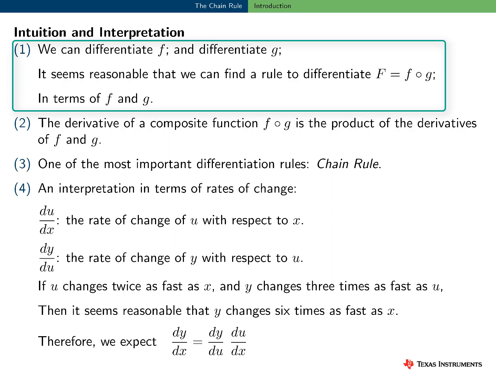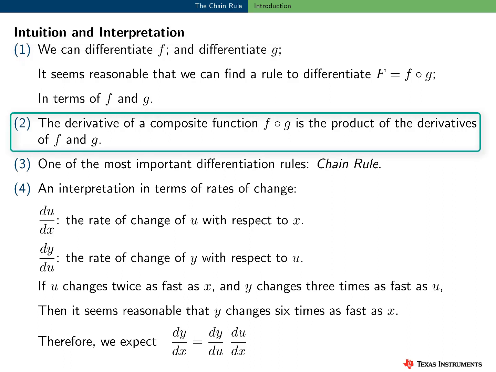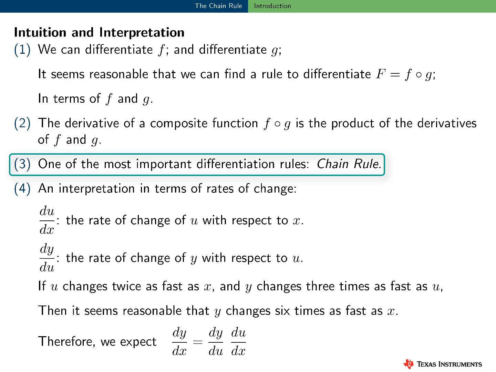Now, we can differentiate f, and we can differentiate g. So it seems reasonable that we can find a rule to differentiate that composition function in terms of f and g. In a very general sense, the derivative of a composite function f circle g is the product of the derivatives of f and g. And this is one of the most important differentiation rules, called the chain rule.